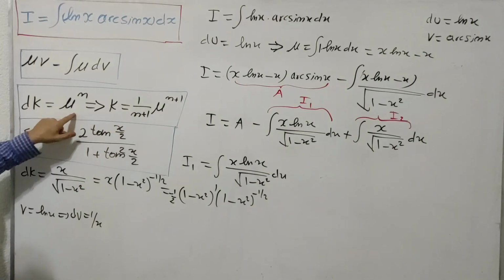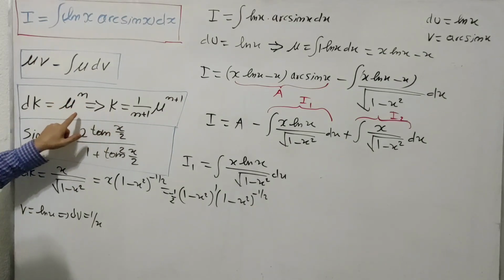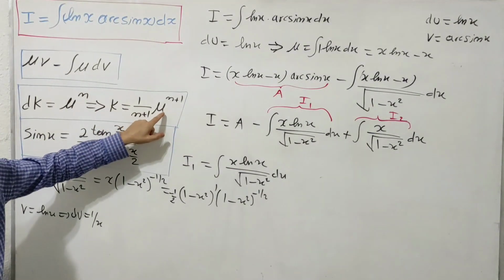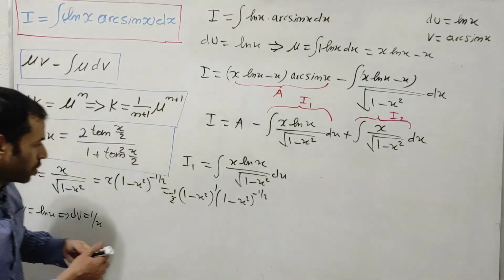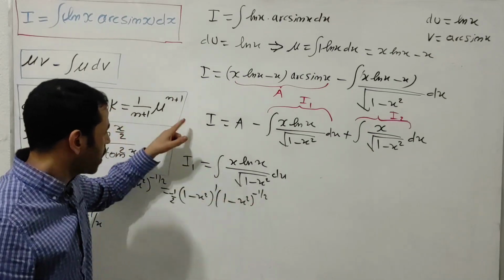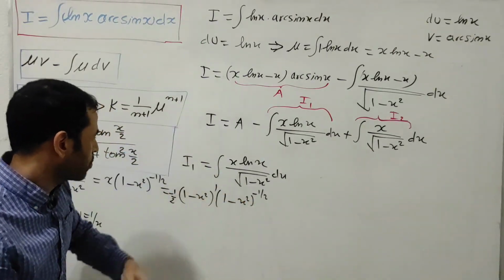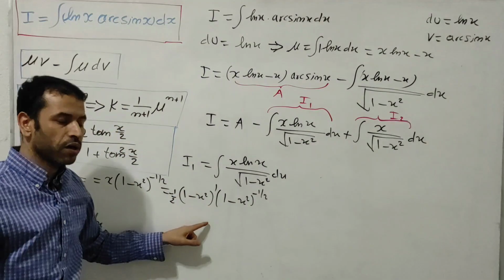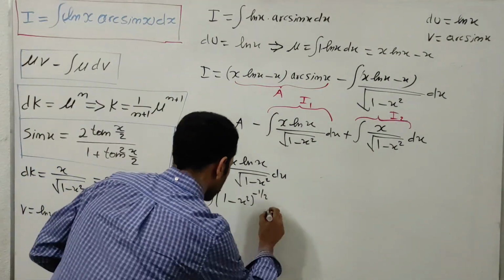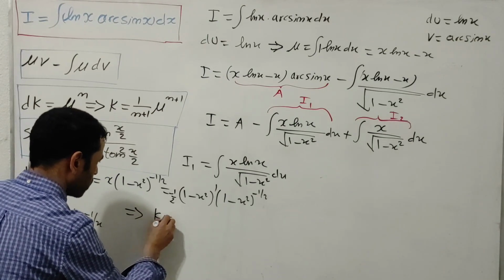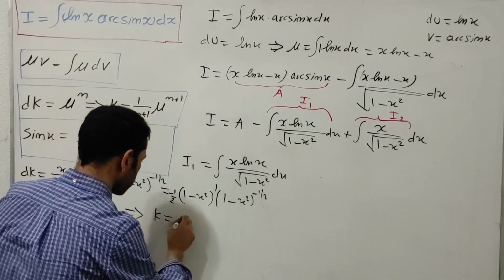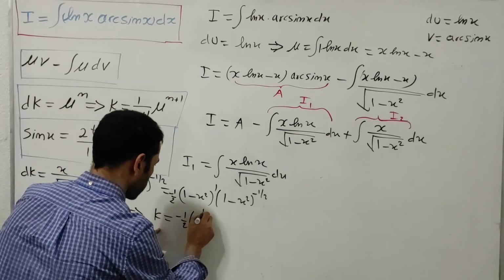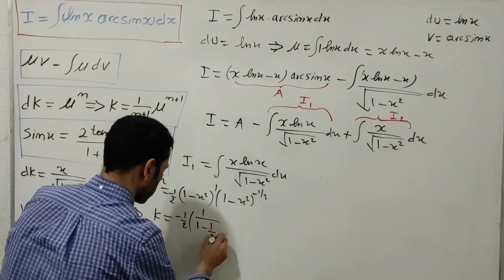If you have dk equal to u to the n, the primitive function of this one is giving us 1 over n plus 1 multiplied by u to the n plus 1. So in this case, we have n as minus 1 over 2, plus 1. The multiplier is 1 over n plus 1, which is 1 over 1 minus 1 over 2. So by looking for the k, this is giving us minus 1 over 2. The original one is multiplied by 1 over 1 minus 1 over 2.